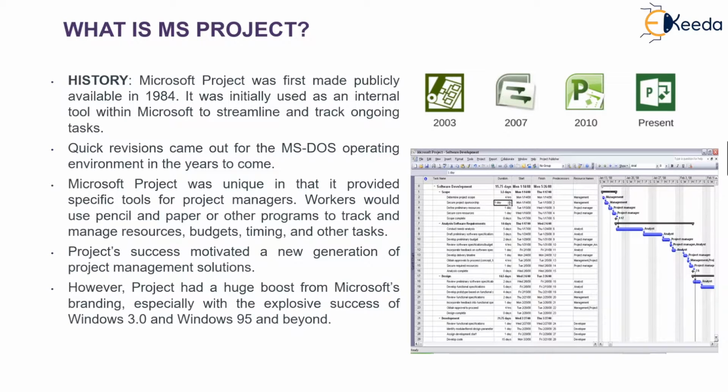What is Microsoft Project? Microsoft Project was first made publicly available in 1984. It was initially used as an internal tool within the Microsoft team to streamline and track their ongoing tasks. Further, several revisions came out for the MS-DOS operating environment, and MS Project as we know it today was further developed with the OS Windows 95 and Windows 3.0 coming into the picture.